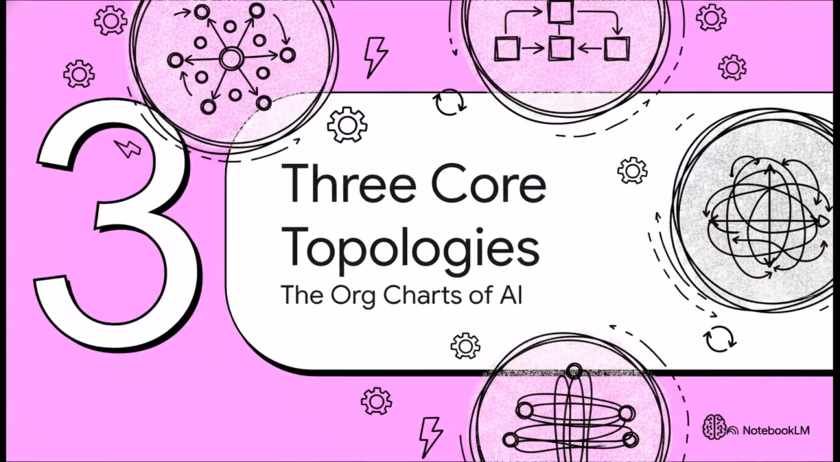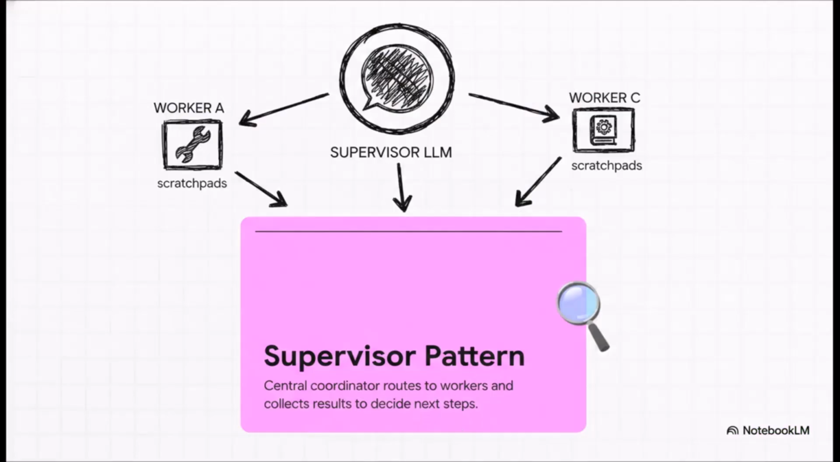Section 3. The three core topologies. The org charts of AI. Let's see how this builds as we explore the three dominant LangGraph frameworks. These dictate exactly how our AI agents are connected, how they communicate, and how control flows between them. First up is the supervisor pattern.